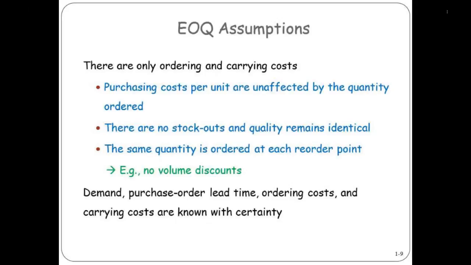The purchase costs are not going to be affected by the quantity ordered, and we know this isn't necessarily true, that the larger the order, the more likely you'll get some kind of a quantity discount. But for the purpose of the EOQ, we ignore that. We also ignore stockouts and quality costs. And as a simplifier, we just say we're going to order the same quantity at each reorder point. And finally, all these numbers that are usually hard to figure out are known with certainty.